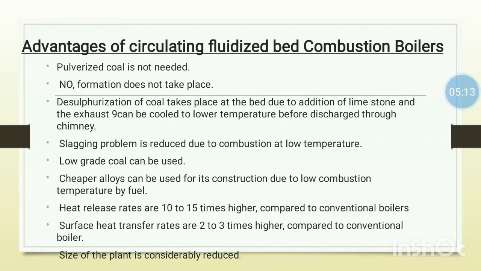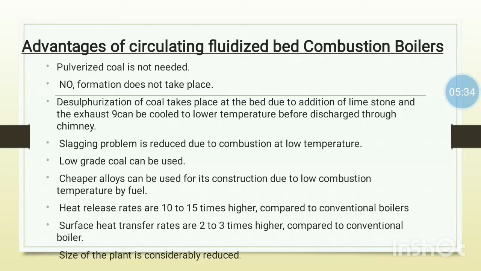Surface heat transfer rate is 2 to 3 times higher compared to a conventional boiler, and the size of the plant is considerably reduced. The size of these plants is also compact. So these are the advantages of the circulating fluidized bed combustion boiler.